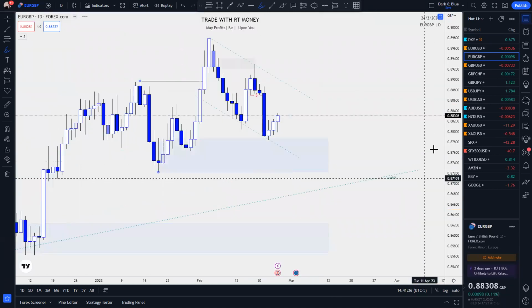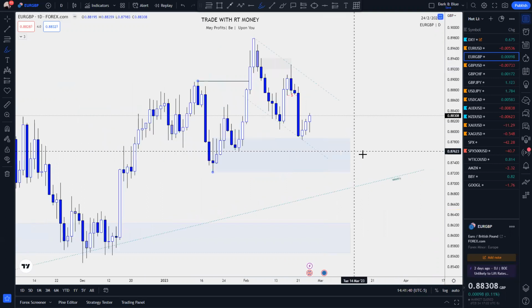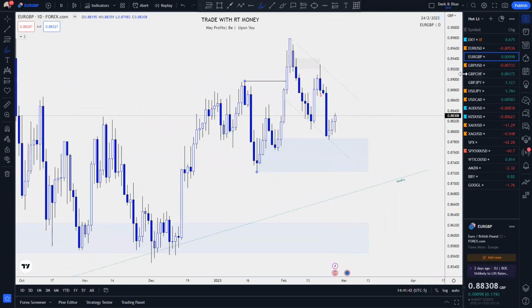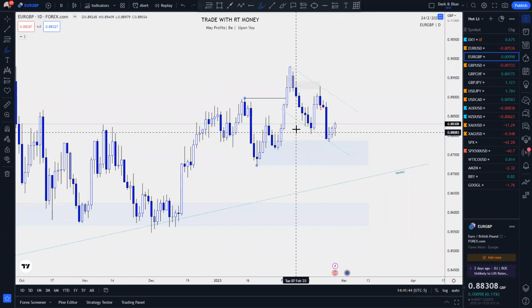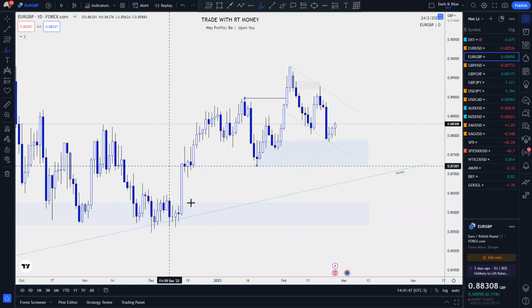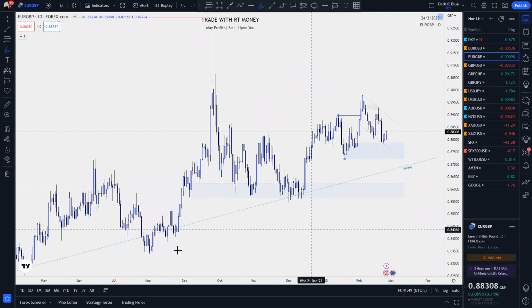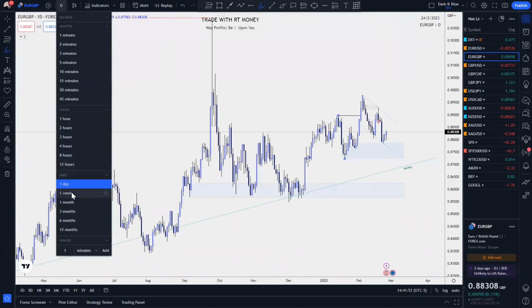All right, let's look at euro pound. Not exactly on my hot list, but it's one to watch. Why? Because look at the daily. You can see we're in this uptrend, right? And on the weekly, you can actually see it a little more clearly.